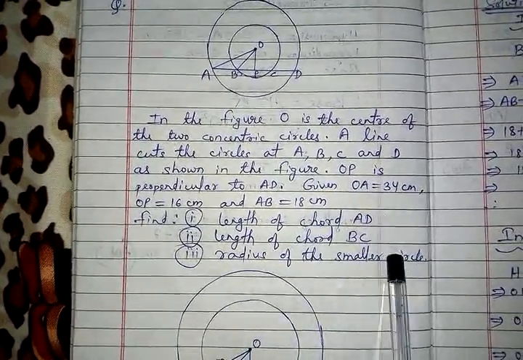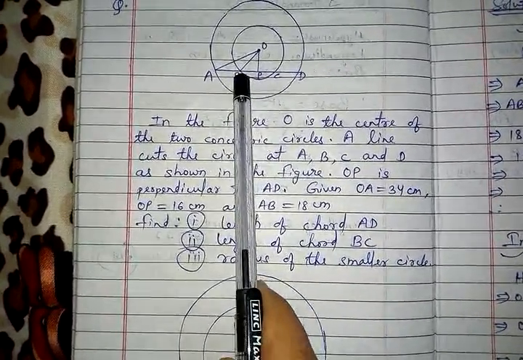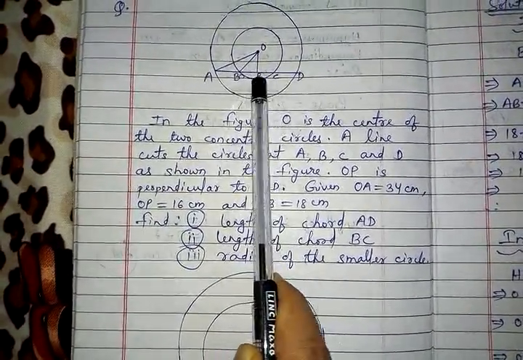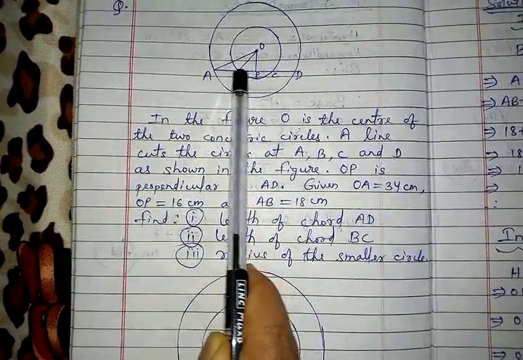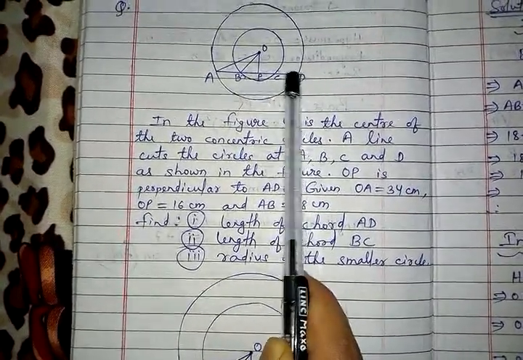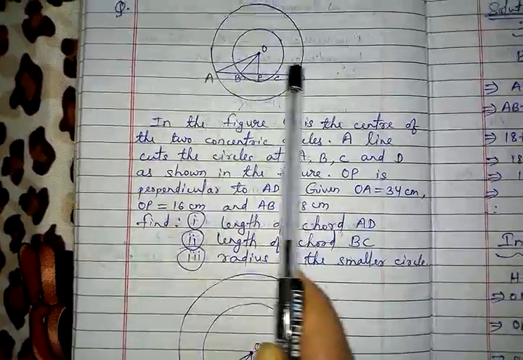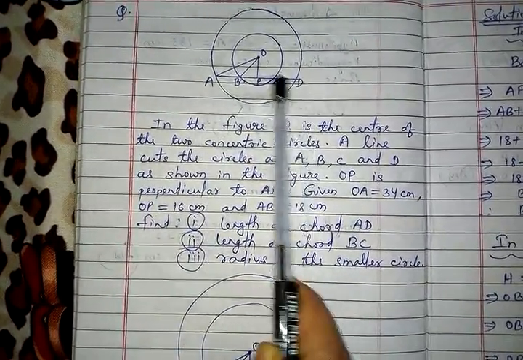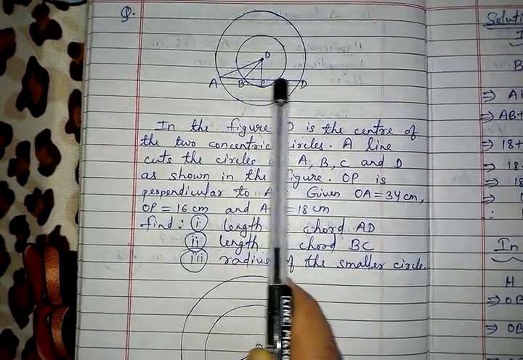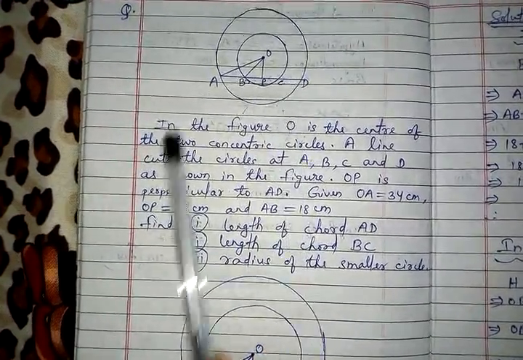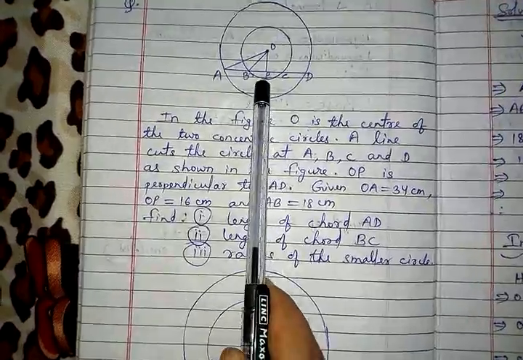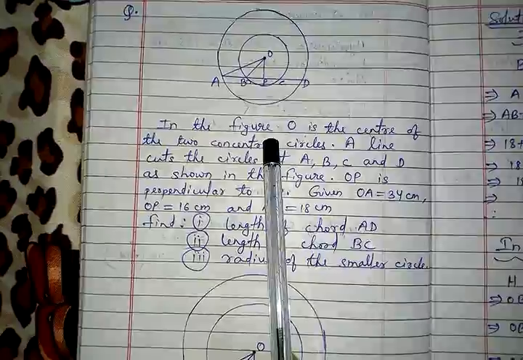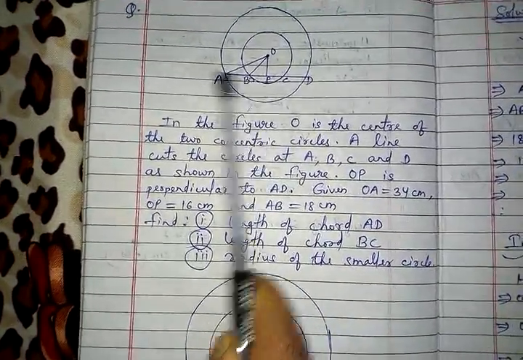Next, length of chord BC. So you have to find the length of chord BC. That means if I know BP, I will also know BC, because whatever is BP, same will be PC. Why? Because BC is the smaller chord, AD is the larger chord. Because AD is touching the larger circle and BC is touching the smaller circle. So the conclusion is that if I know BP, both my answers will come. That means my first target is to know BP.